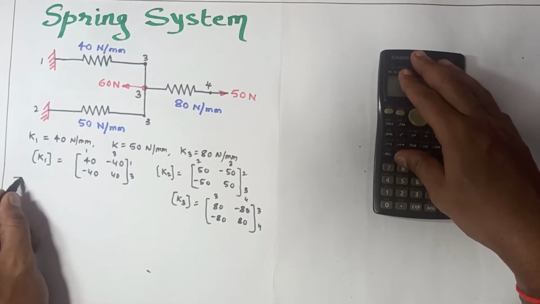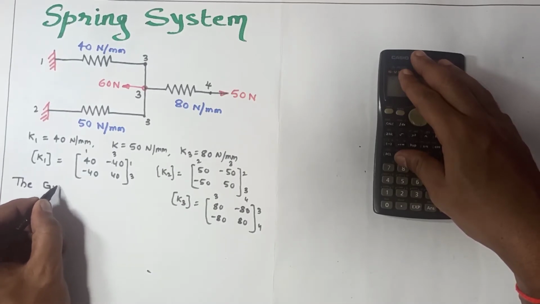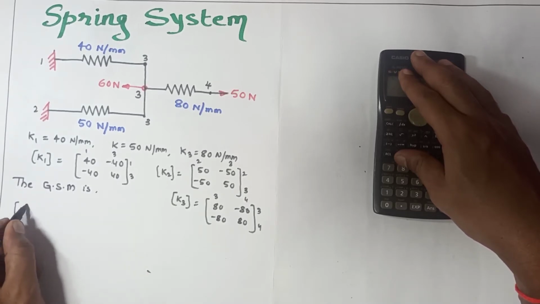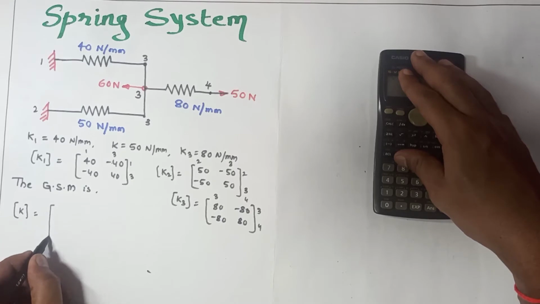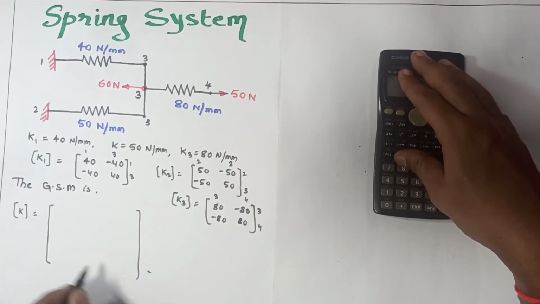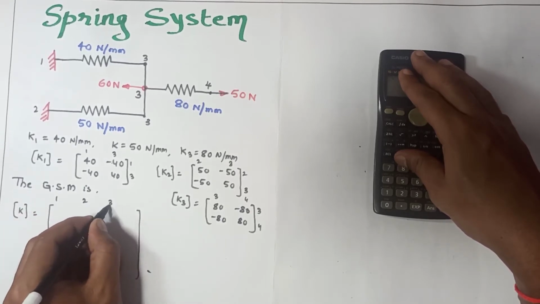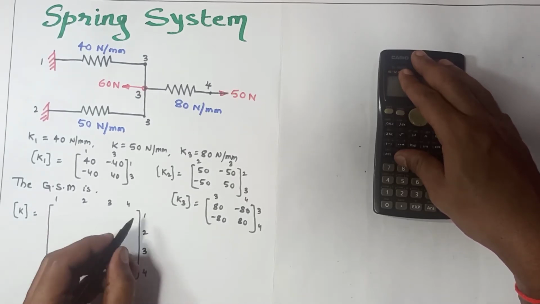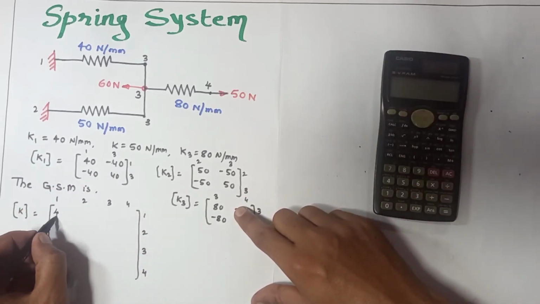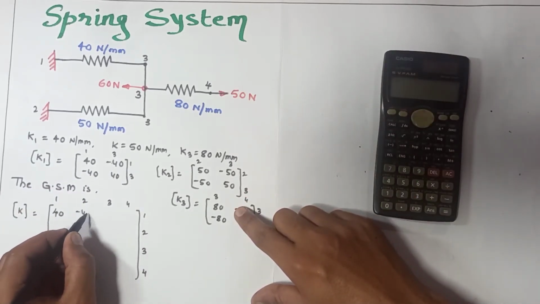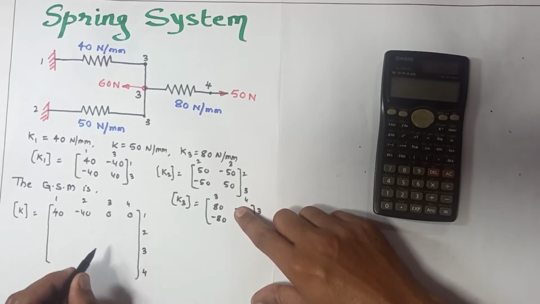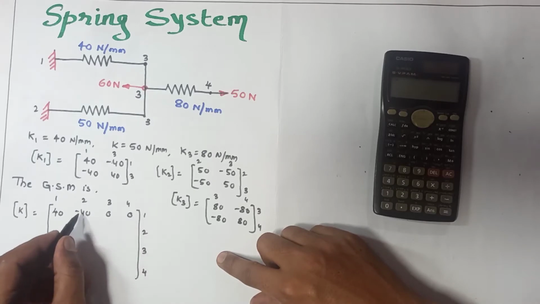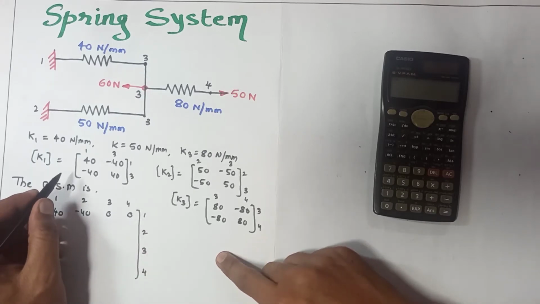Now we will calculate the global stiffness matrix, where K is equal to, so there are 4 nodes: 1, 2, 3, 4, and again 1, 2, 3, 4. Now 1 to 1 is 40. 1 to 2 is minus 40? 1 to 3 no link, 1 to 4 no link. Sorry, it will be 1 to 2. Okay, 1 to 1.